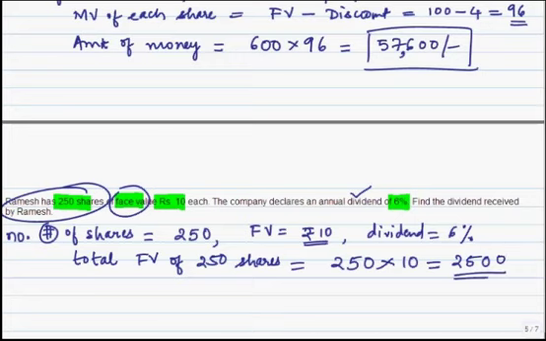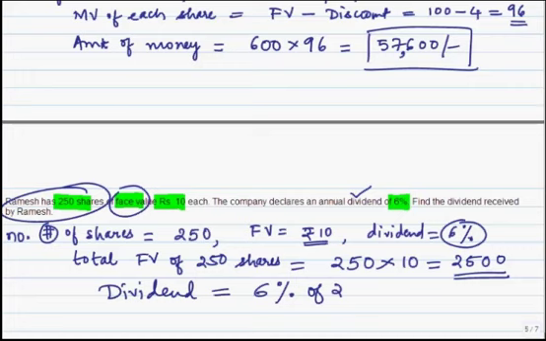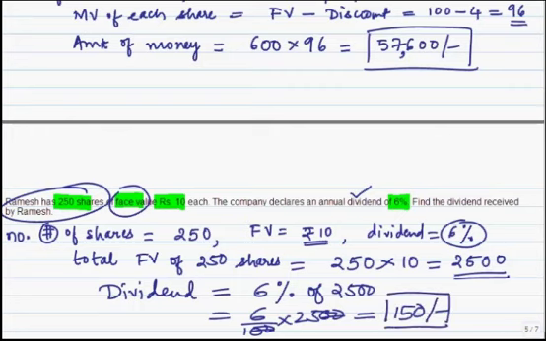Now on this total face value of 2500, this person is getting 6% as dividend. So dividend is equal to 6% of 2500, which is 6 upon 100 into 2500, which is 6 into 25, which is 150 rupees. So Ramesh receives rupees 150 as the dividend.